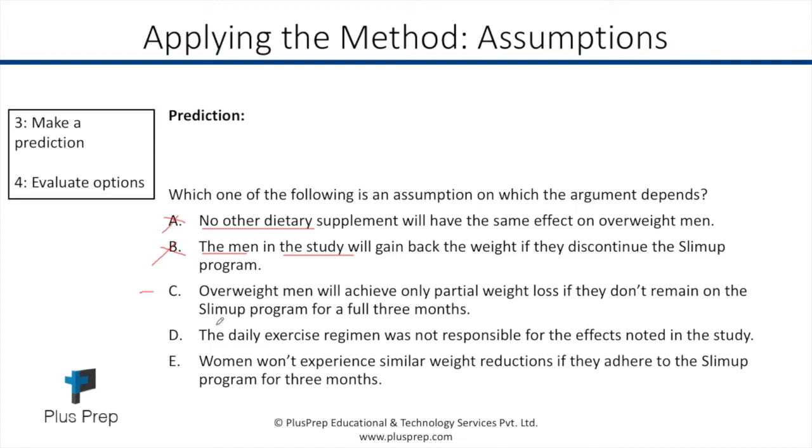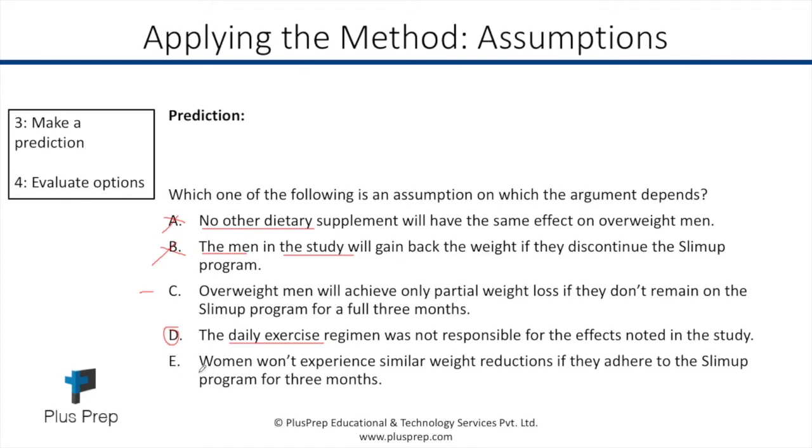D, the daily exercise regime was not responsible for the effects noted in the study. This is essentially what our prediction was. Great job. So the conclusion was about Slim Up and its efficacy, and option D directly addresses the gap between the conclusion and evidence. So therefore, it's very relevant and very precise to our prediction as well. So D is most probably the right answer.